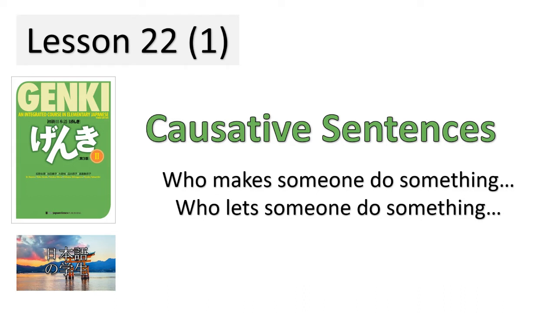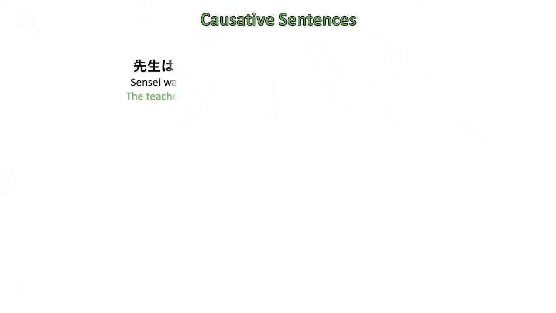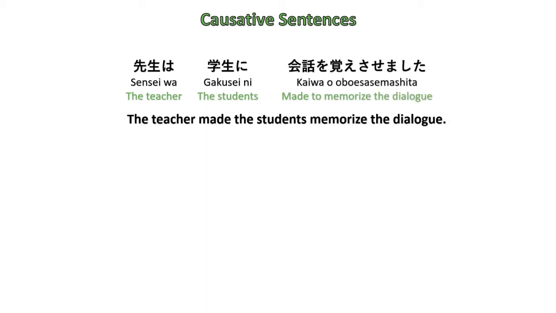In this lesson, we will learn the causative sentences in Japanese. Who makes someone do something or who lets someone do something. For example, we have Sensei wa gakusei ni kaiwa o oboe sasemashita. The teacher made the students memorize the dialogue.